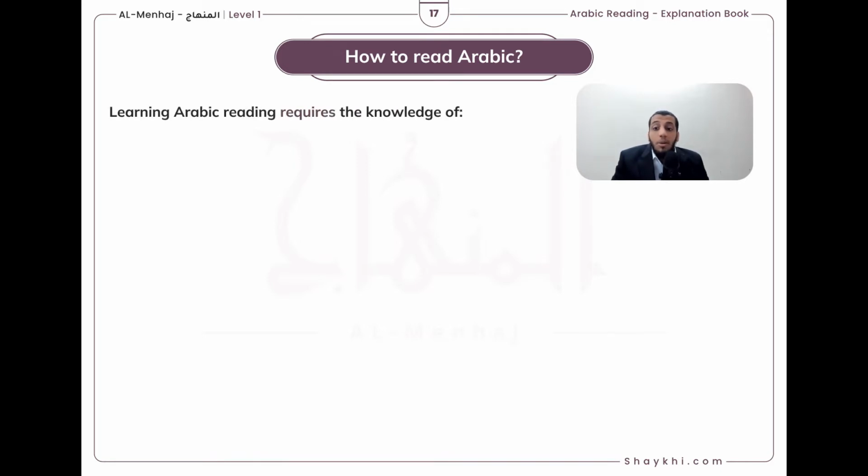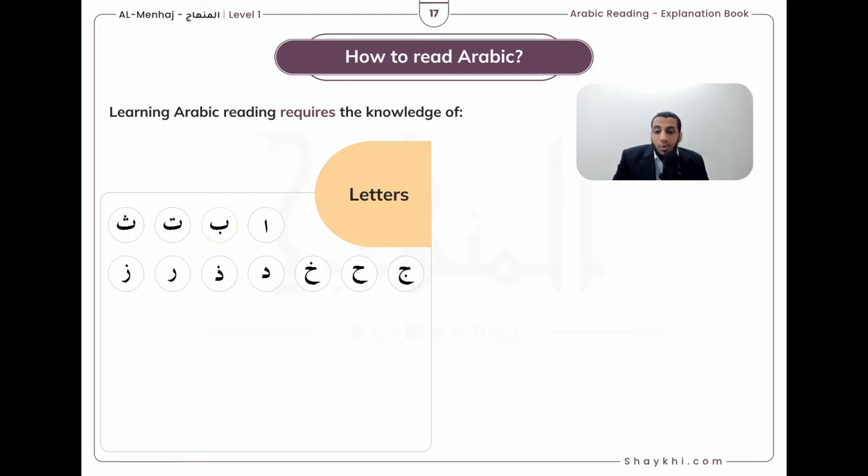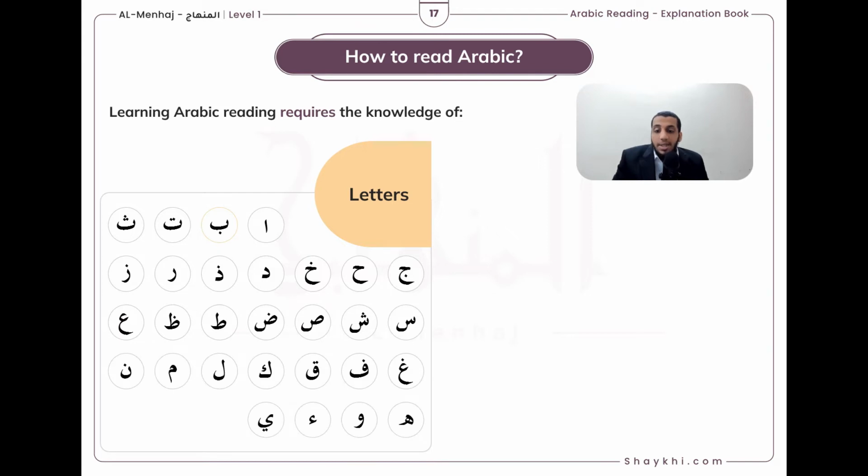Learning Arabic reading requires the knowledge of, the first point, the letters. So now to be able to read any Arabic word, you have first to figure out its letters. We have steps to read any Arabic word, and the first step is to figure out its letters. So these are the Arabic letters we have here. Let's now count them.